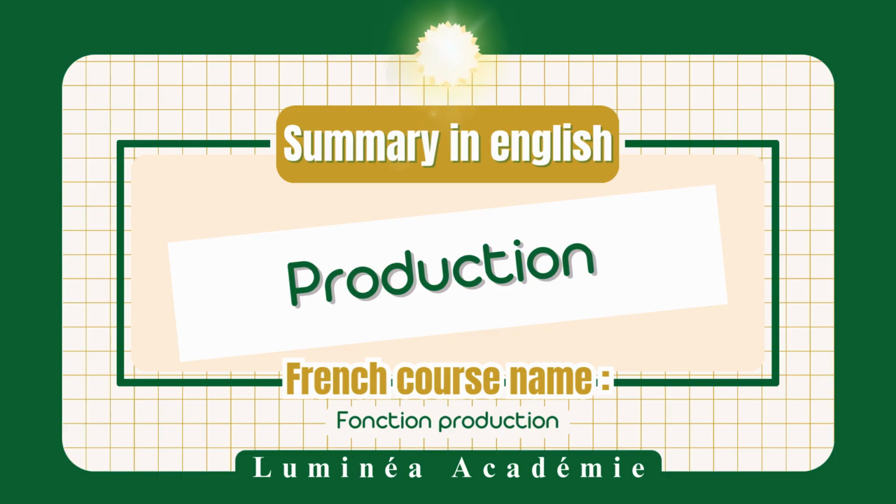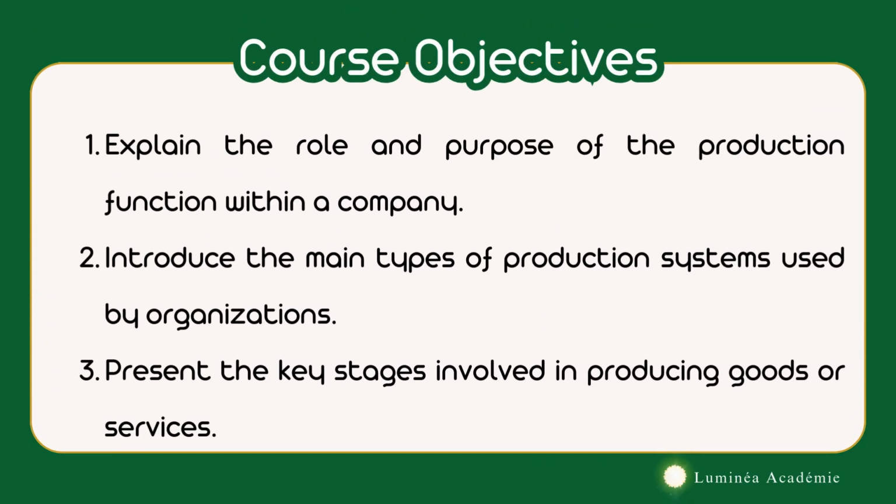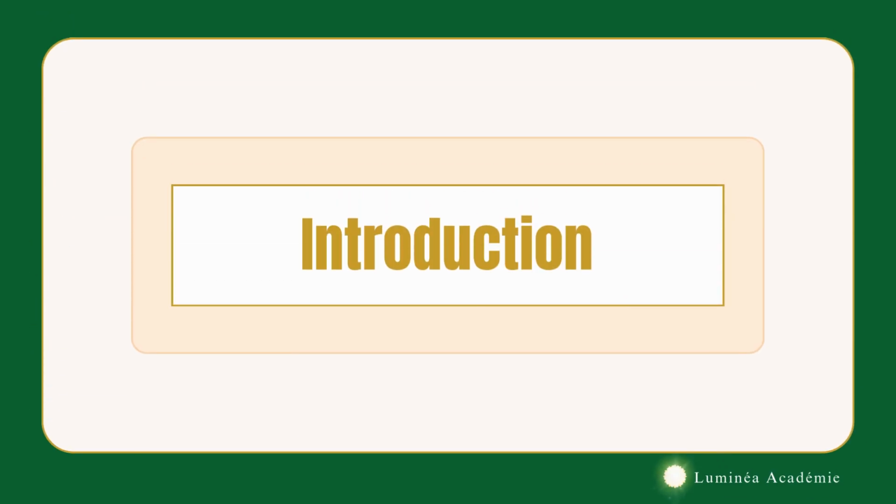This video gives you a clear and concise summary of the full course, designed to help you understand the essentials quickly and effectively. By the end of this video, you'll be able to understand the role and purpose of the production function within a company, the main types of production systems used by organizations, and the key stages involved in producing goods or services.